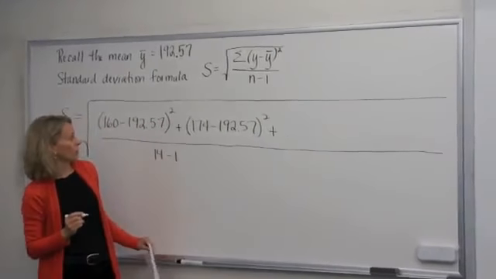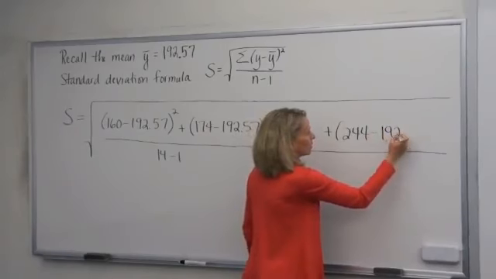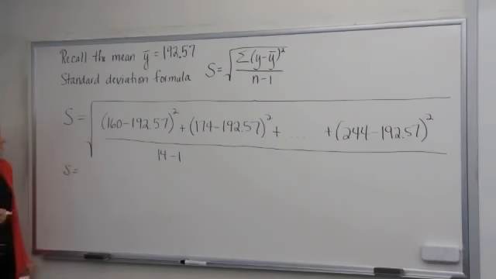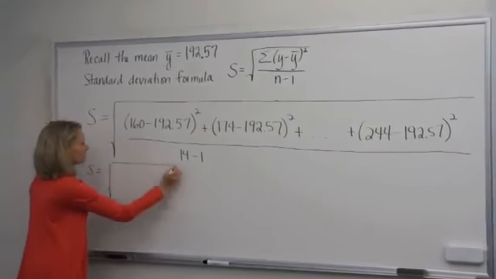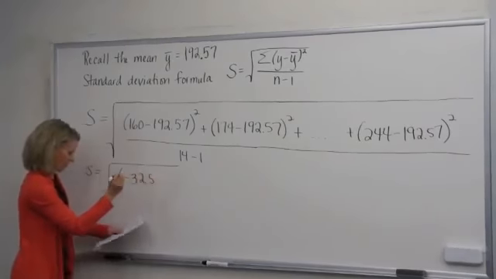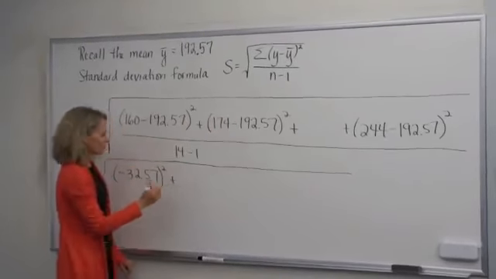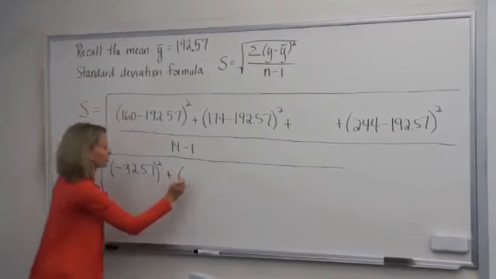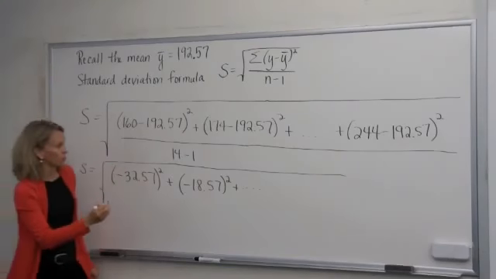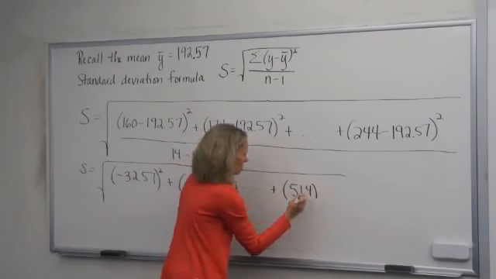I'll jump right to the last observation, which was 244, and do this one more time. Again, take your observation, subtract off the mean, and we'll square that. Then we would just simplify this. To simplify this, I would take these differences. If you take 160 minus 192.57, we'll get a negative 32.57, which we'll square. If we take this difference, we'll get negative 18.57, which again we'll square. You would continue to do this for all 14 differences that you have in your numerator. And I'll write down the last one. This difference would be 51.43. And again, that would be squared.